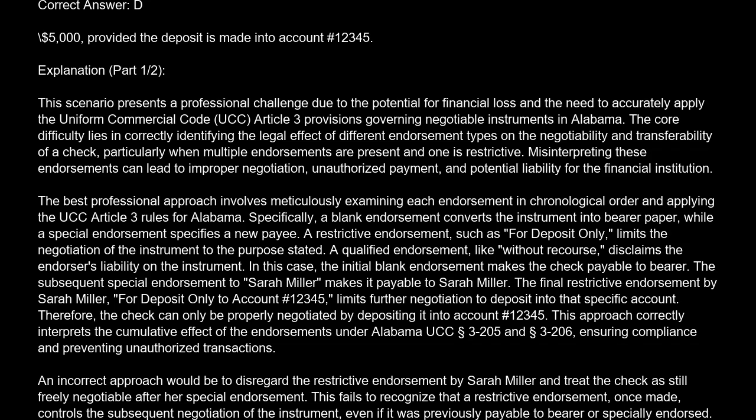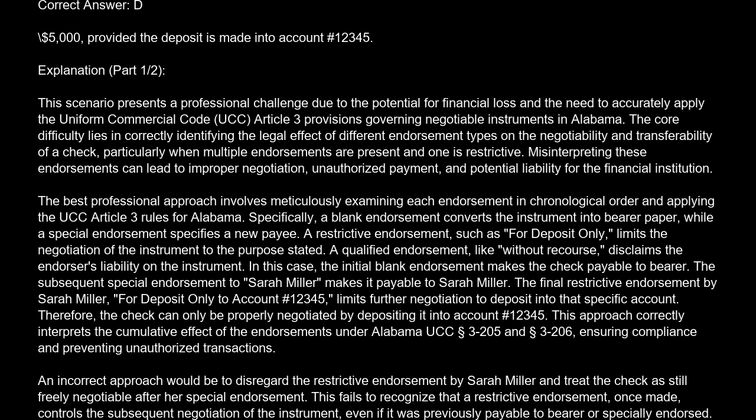The correct answer is D, $5,000 provided the deposit is made into account #12,345. Explanation. This scenario presents a professional challenge due to the potential for financial loss and the need to accurately apply the Uniform Commercial Code, UCC, Article 3 provisions governing negotiable instruments in Alabama. The core difficulty lies in correctly identifying the legal effect of different endorsement types on the negotiability and transferability of a check, particularly when multiple endorsements are present, and one is restrictive. Misinterpreting these endorsements can lead to improper negotiation, unauthorized payment, and potential liability for the financial institution.